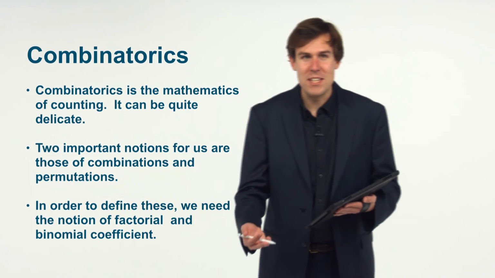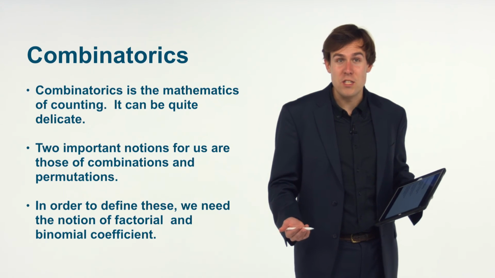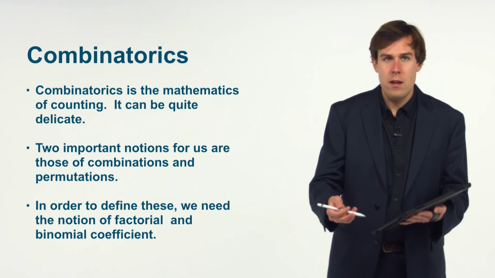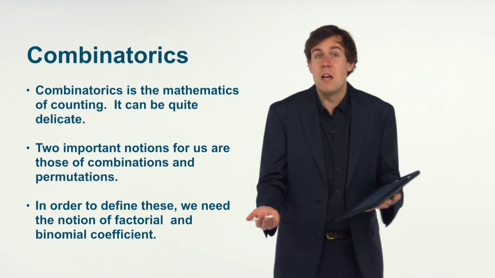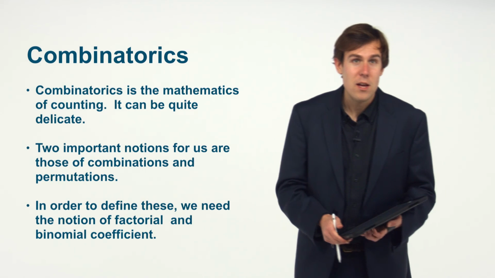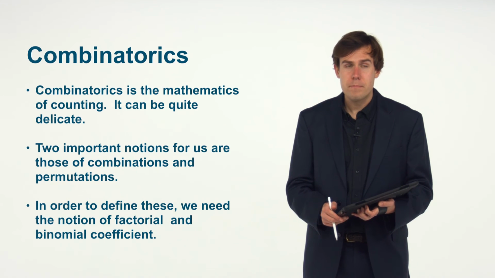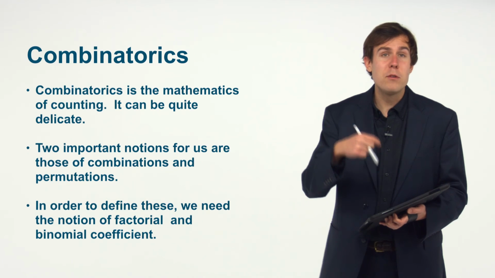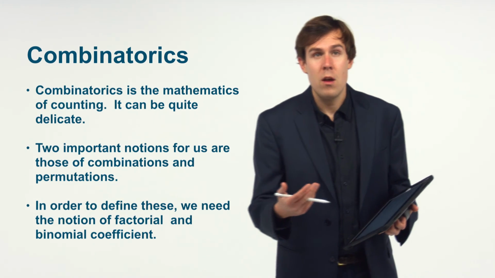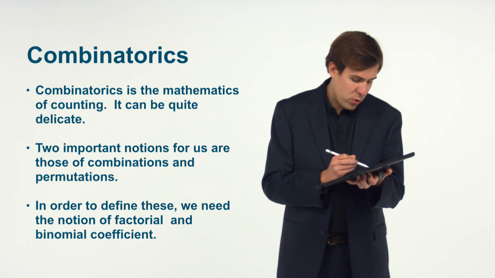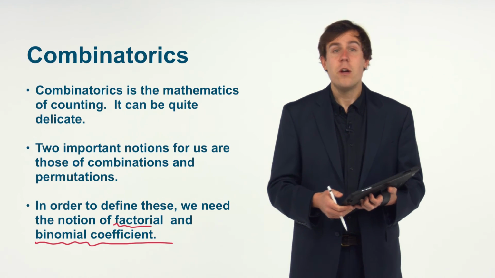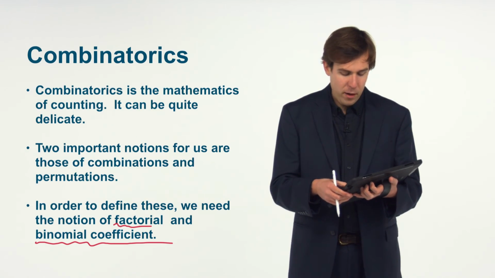So counting seems easy. It's one of the first mathematical things you do as a human being. But it can become very delicate and quite, for lack of a better word, complicated. It's difficult to keep your head straight sometimes as you try to count these things. In order to be able to solve the problems we are interested in, we need a few notions. One of them is what's called the factorial, and then the related notion of binomial coefficient. So we'll start with a discussion of these mathematical tools.